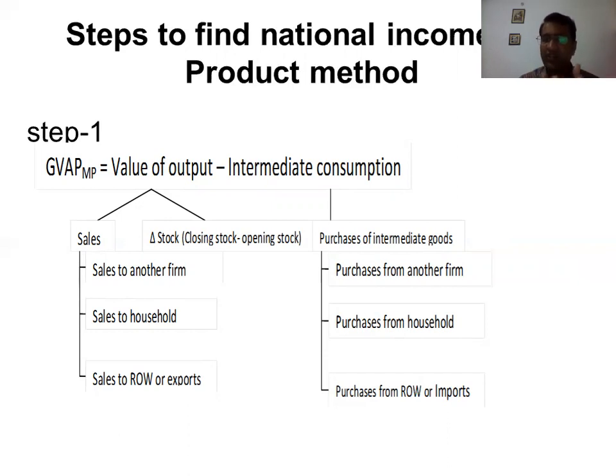If we add sales plus change in stock, the total is called the value of output. Then we subtract intermediate consumption. Intermediate consumption means the purchase of intermediate goods used in the production process. In the same way as exports, imports are also given, but if the purchase of intermediate goods is given directly, then we will not reduce the imports because they are already included. But if it is given in another way, like purchase from another firm, purchase from household, and then import, then we will reduce imports from the value of output. The remainder is called gross value added at market price.